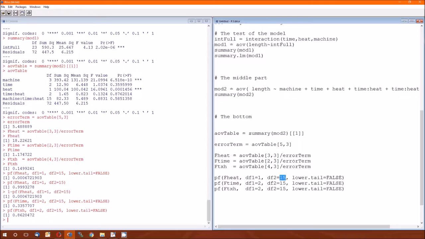I really don't need to code that in, other than just the numbers themselves, because it's pretty easy to figure out where the 15 came from when it corresponds to F heat. I mean, there's only one 15 for degrees of freedom in there. We could do that. The degrees of freedom for heat would be from the ANOVA table. Heat is row 3, and degrees of freedom is column 1.